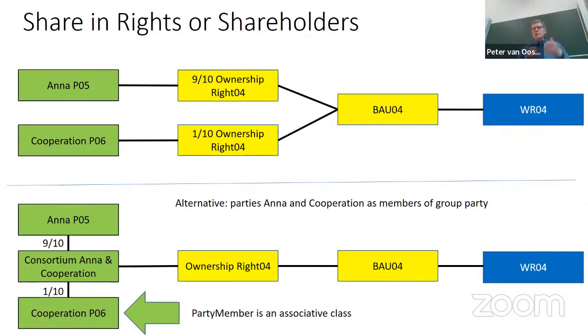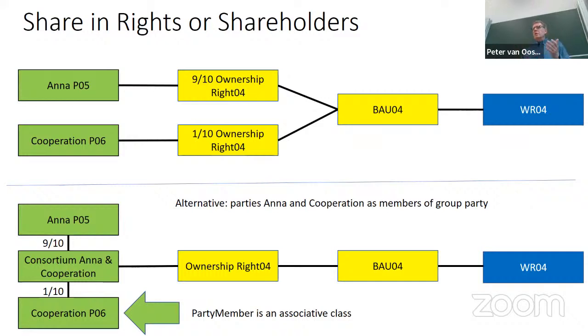So, looking at the shared property, there could be 2 ways of modeling this. The top one is a bit similar to what we did with the 2 half shares. So there's one property, parcel number 4, basic administrative unit number 4. And the right is attached to the unit. 9 out of 10 shares are owned by Anna, but this corporation has 1 out of 10 shares in the right.